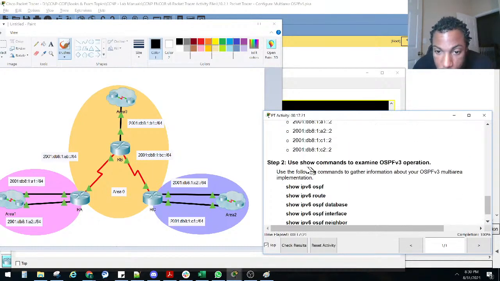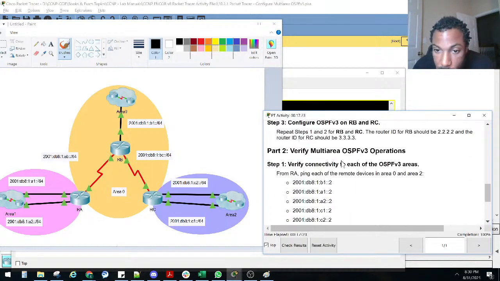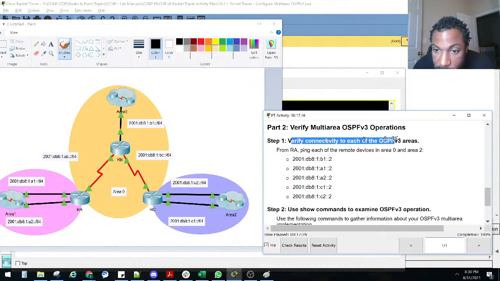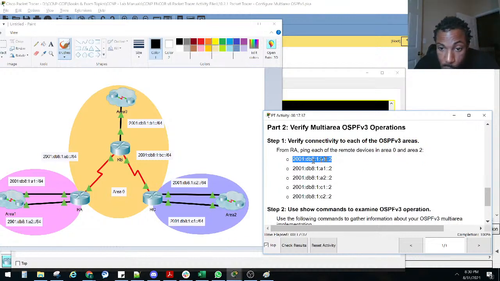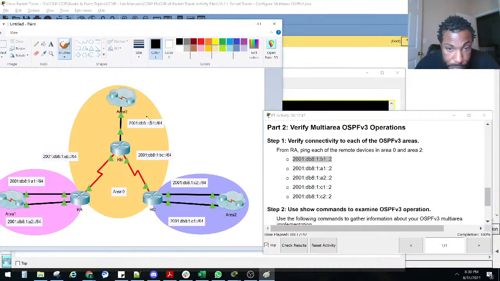Right here. That's what they wanted us to do here. Use show commands. Actually, I'll take that back. Verify connectivity to each of the OSPF areas from router A. So we're on router A, ping each of the remote devices in area 0 and area 2. So they want us to ping this address right here, which is probably B1, somewhere over here. So B1 2. So somewhere in here they want us to ping that. So from router A they want us to ping somewhere in there. That's basically what they want us to do.